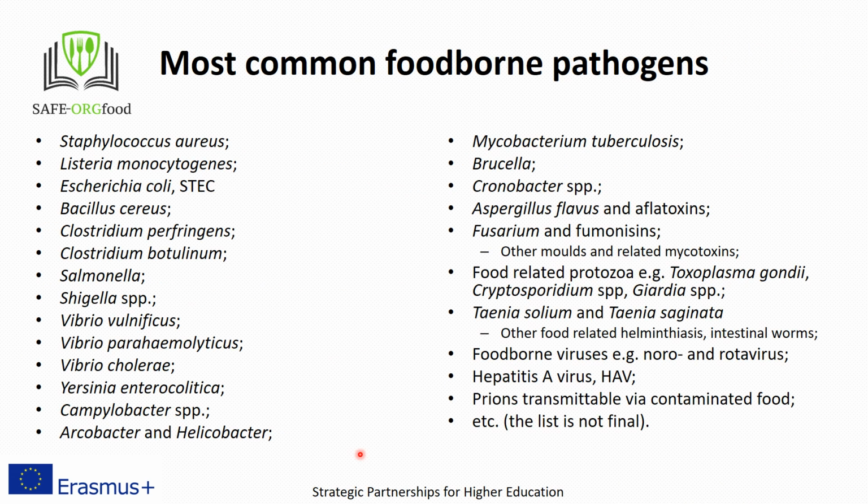The most common foodborne pathogens are pathogenic bacteria such as Salmonella, Campylobacter, pathogenic Escherichia coli, Listeria monocytogenes, and others. There are also foodborne illness-causing viruses like noroviruses, hepatitis A and D viruses, rotaviruses, and astroviruses. Also, food-related protozoa such as Toxoplasma gondii, Cryptosporidium, Giardia, and additionally mycotoxin-producing molds can cause foodborne diseases.